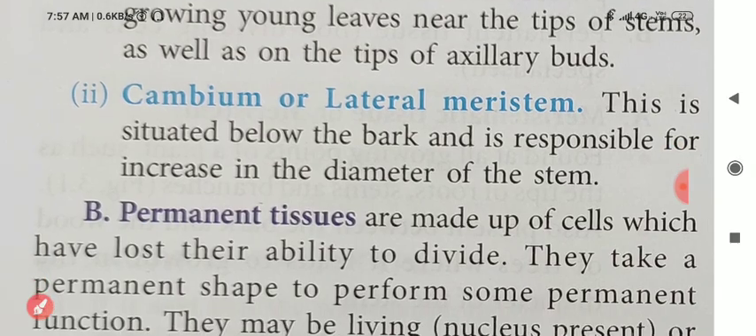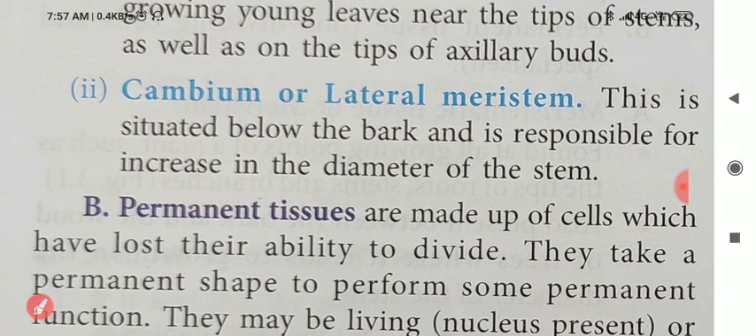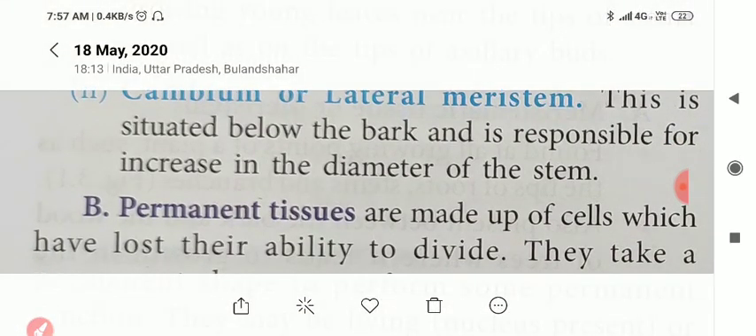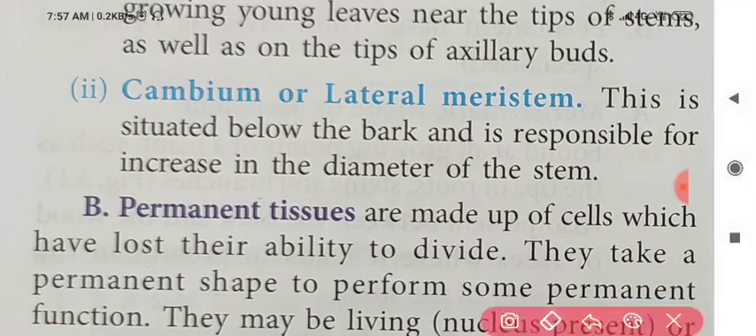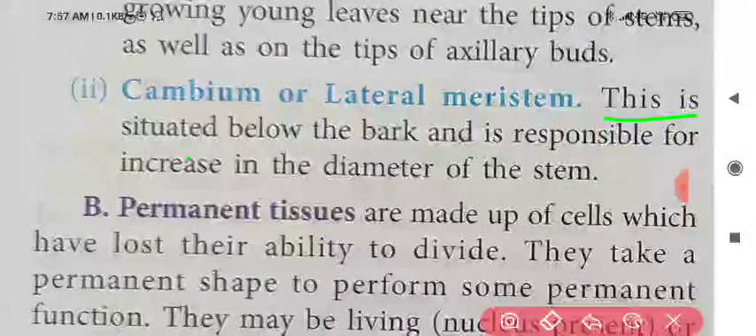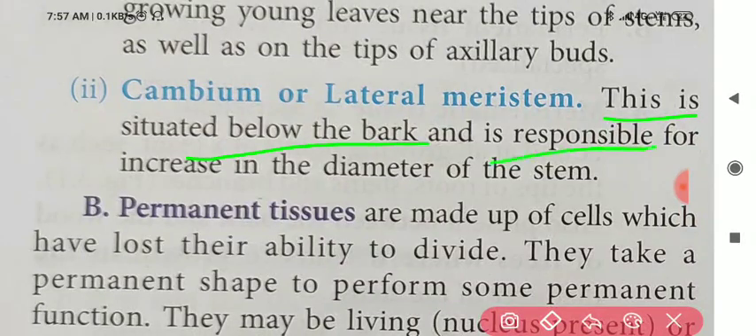Next, my dear students, we have cambium or lateral meristem. Cambium or lateral meristem is situated below the bark and is responsible for increase in diameter. So this heading you must write. Second, lateral meristem or cambium, this is situated below the bark and is responsible for increase in the diameter of the stem.